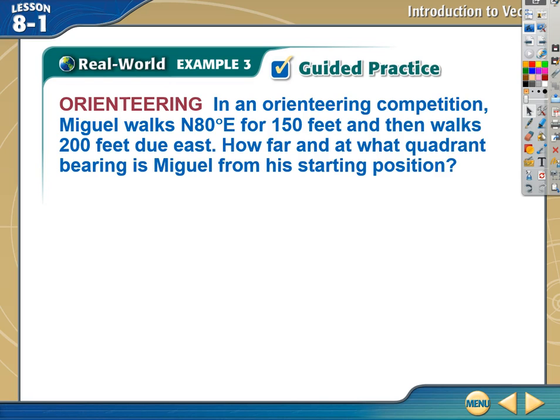Okay, so here we are, second example. It says, in an orienteering competition, that means you're walking around with a compass and a map. That's all you have is a compass and a map. Miguel walks 80 degrees east of north for 150 feet, and then walks 200 feet due east. How far and at what quadrant bearing is Miguel from his starting point? Okay. So, here we go.